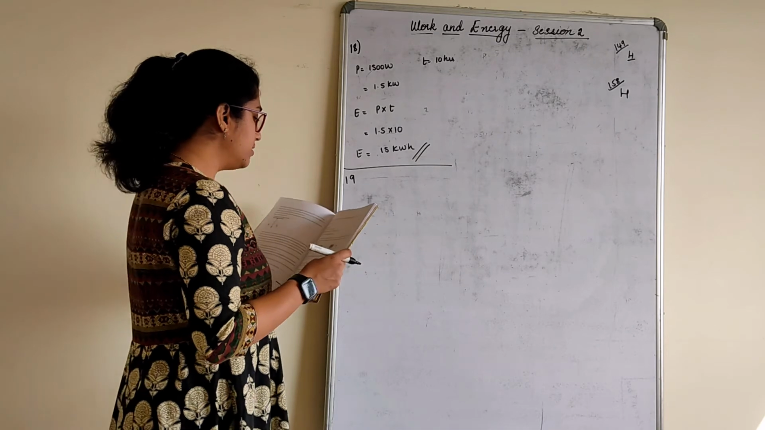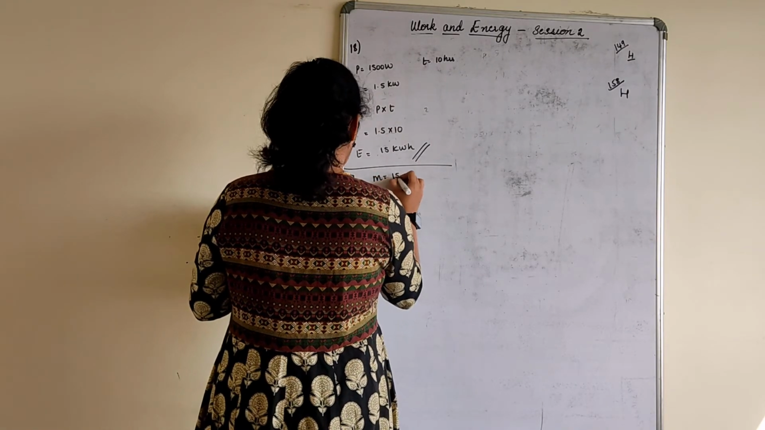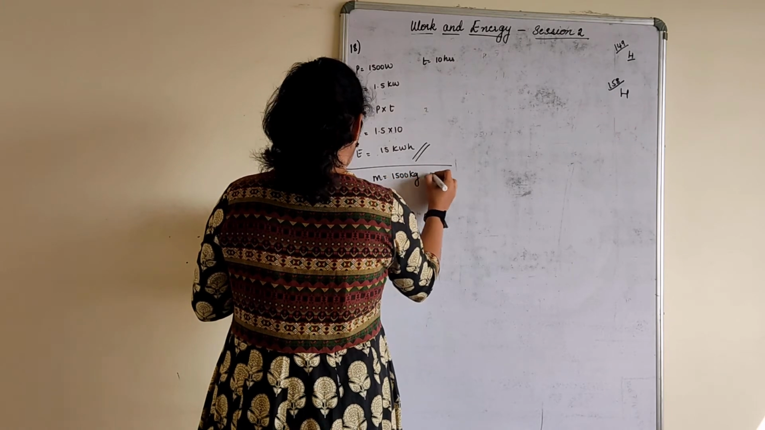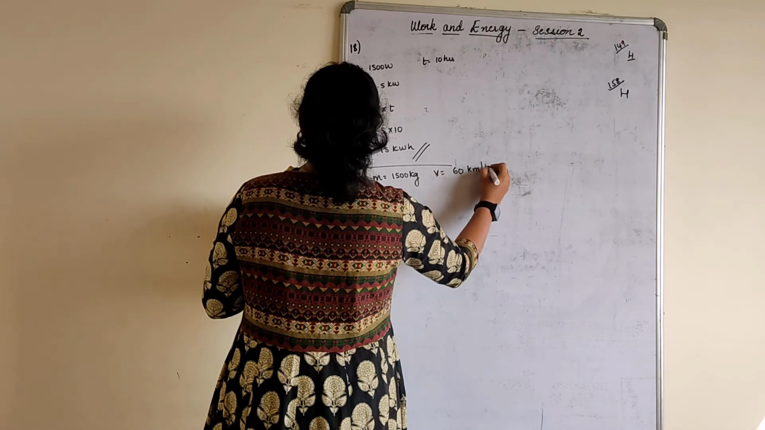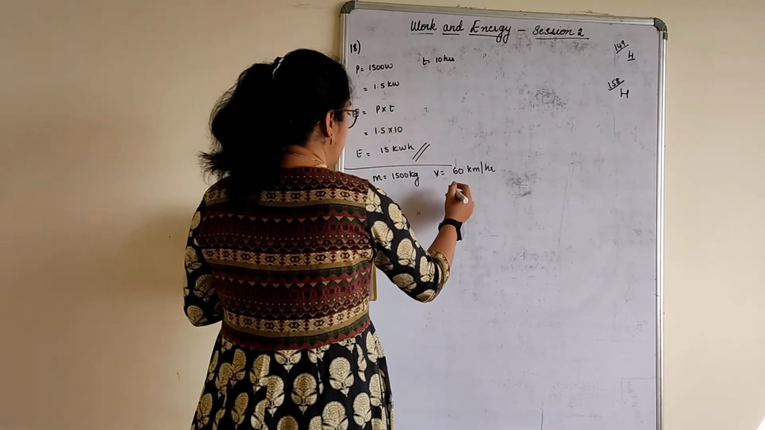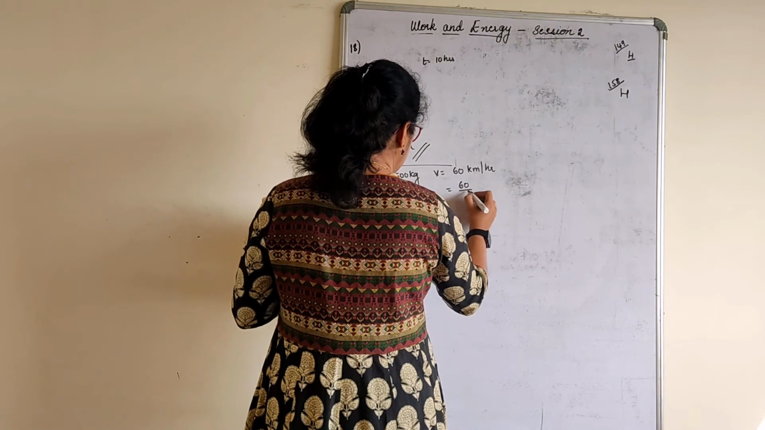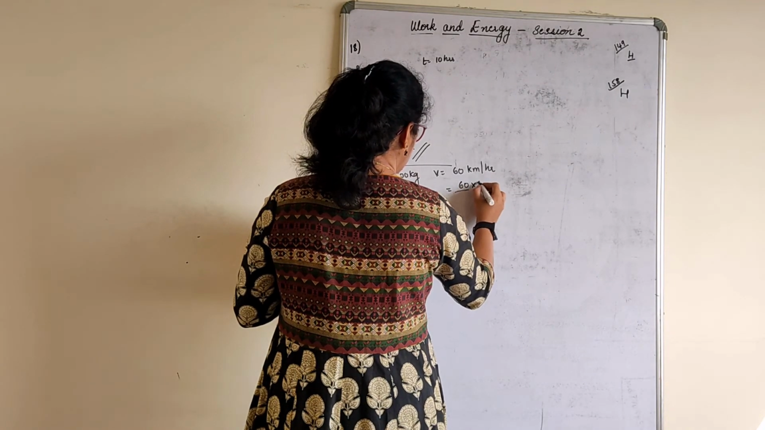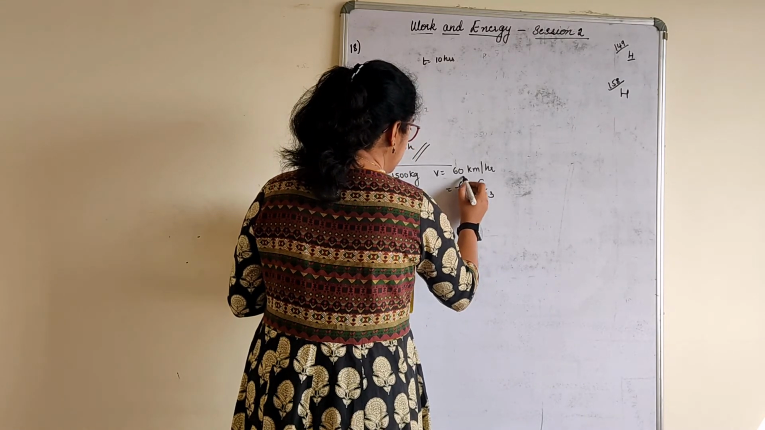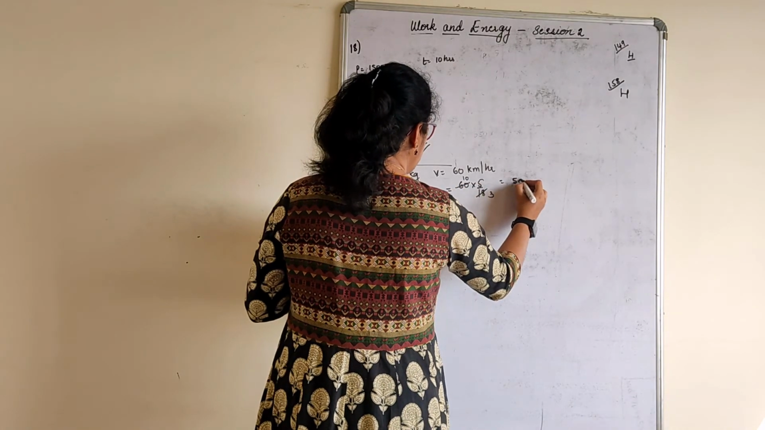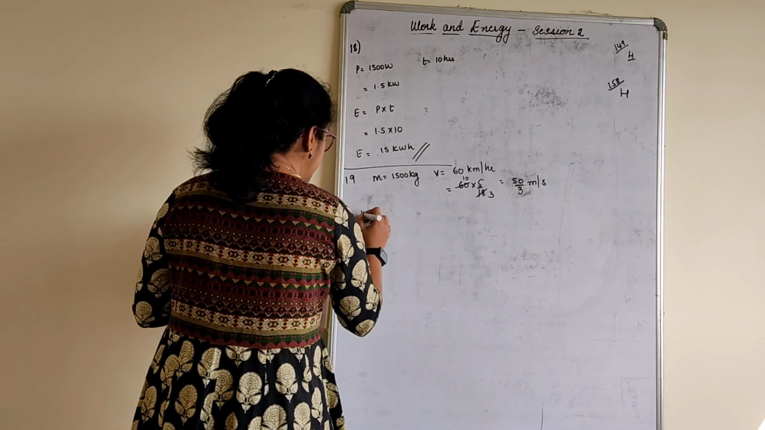Calculate the work done to stop a car of mass 1500 kg moving at a velocity of 60 km per hour. Calculate the work done. Kinetic energy you have to calculate. 60 into 5 by 18. 6 3s are, 6 10s are. So this is 50 by 3 meters per second. So calculate the work done.